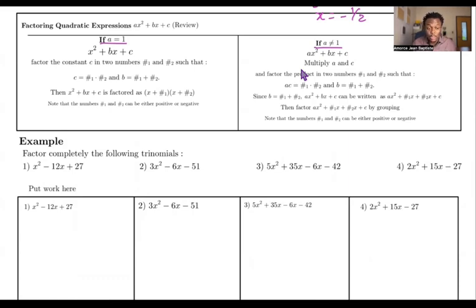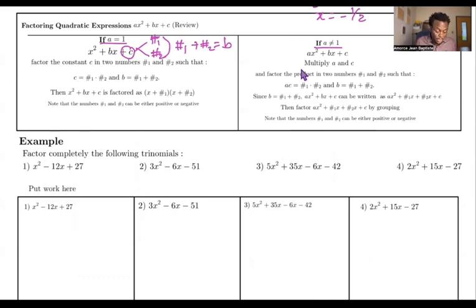It's simpler, but you can do the same thing using the same method by grouping. But let's see the easy one. The easy one is that first, the c value, you need to break it into two numbers, to factor it into two numbers, number 1 and number 2. The sum of these two numbers, number 1 plus number 2, should equal b, the coefficient of x.